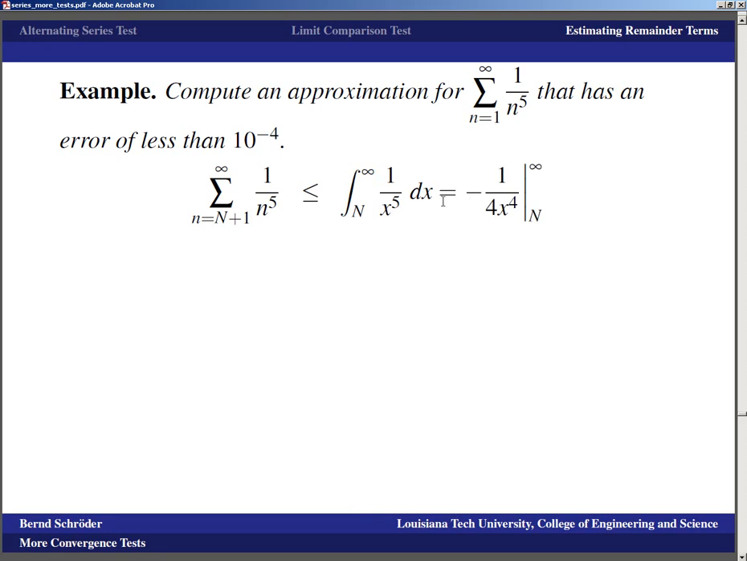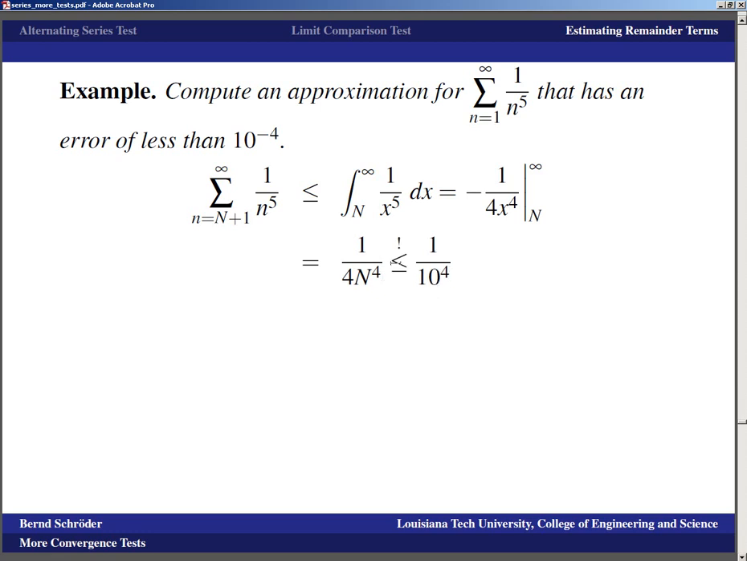And that is, if we take the antiderivative of x to the negative 5, that's negative 1/4 x to the negative 4, or negative 1 over 4x to the fourth. The integral will be the antiderivative at infinity and at N. Well, at infinity it's 0. At N I get 1 over 4N to the fourth.